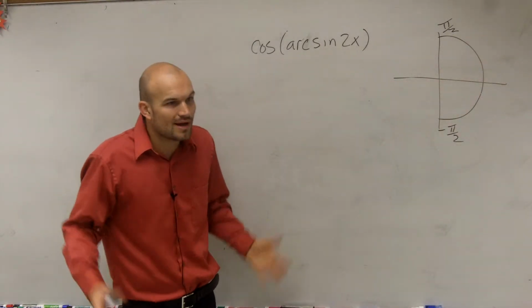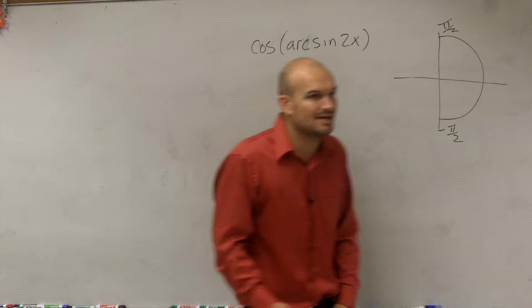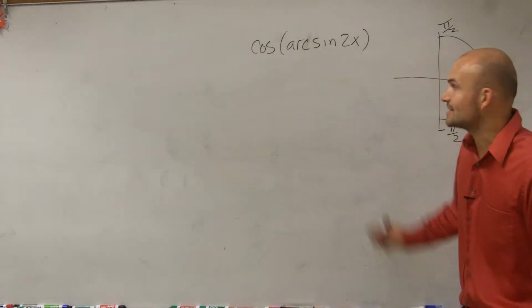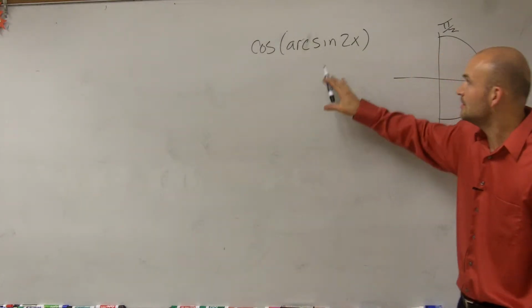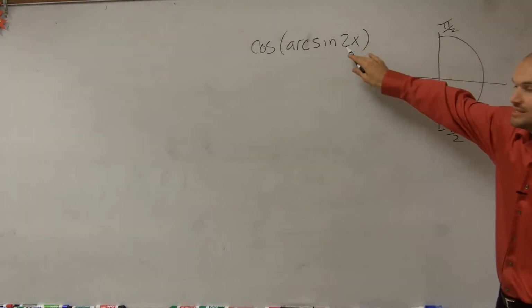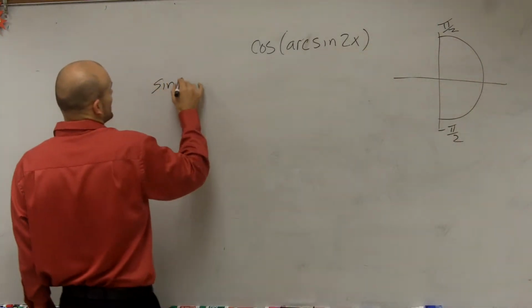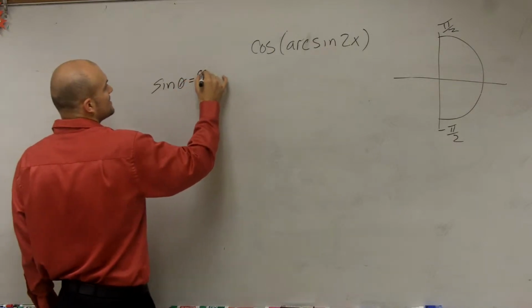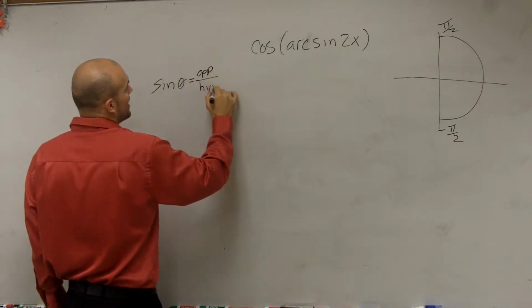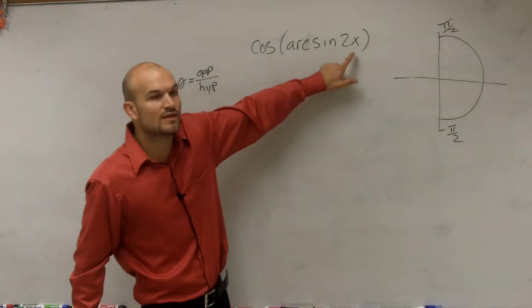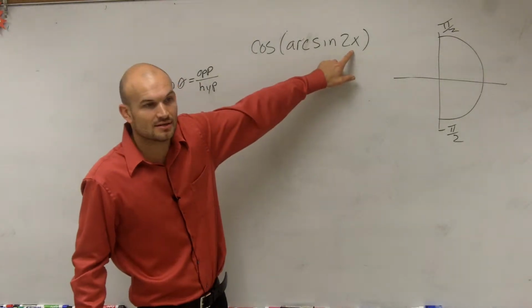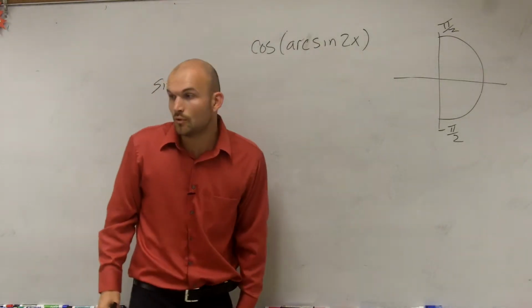So we have the sine of 2x. Well, how are you going to graph a sine of 2x? Or what exactly does that even mean? Well, if we look at sine 2x, remember, the sine of an angle represents the opposite over the hypotenuse. So for here, we know that the opposite side is going to be 2x, and we know that the hypotenuse is going to be 1.